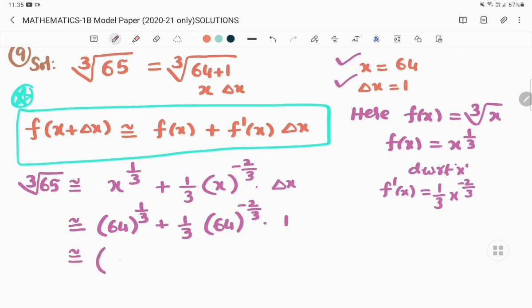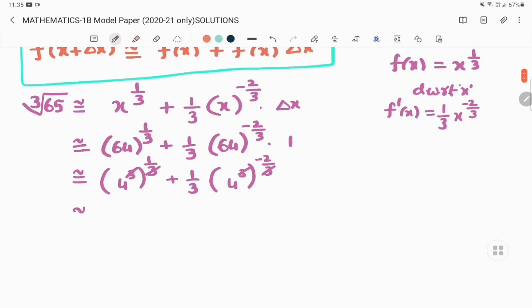64 can be written as 4 cube whole power 1 by 3 plus 1 by 3 into 4 cube whole power minus 2 by 3. Here 3 gets cancelled, here 3 gets cancelled. So the approximate value of 4 power 1 is 4 plus 1 by 3 into 4 power minus 2, so 1 by 4 square. So approximately 4 plus 1 by 3 into 4 square, 16. 16 threes are 48.